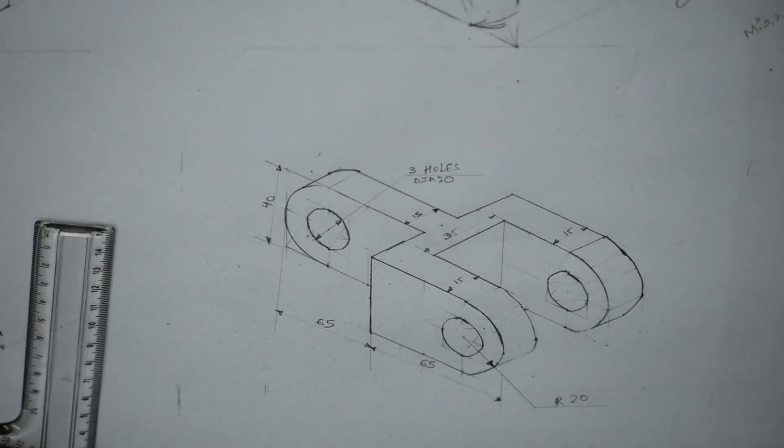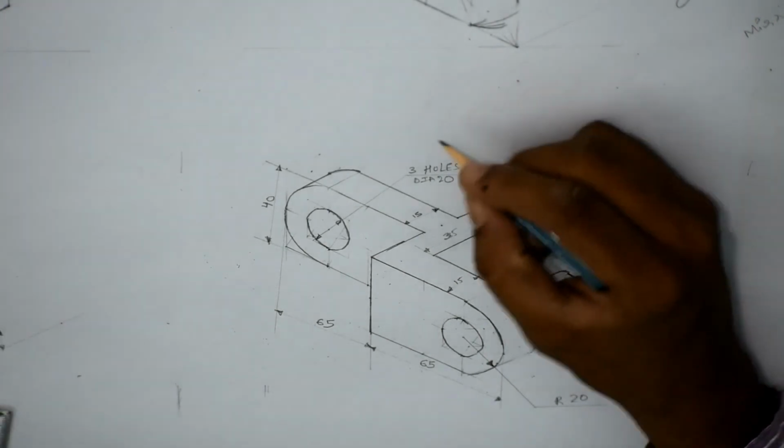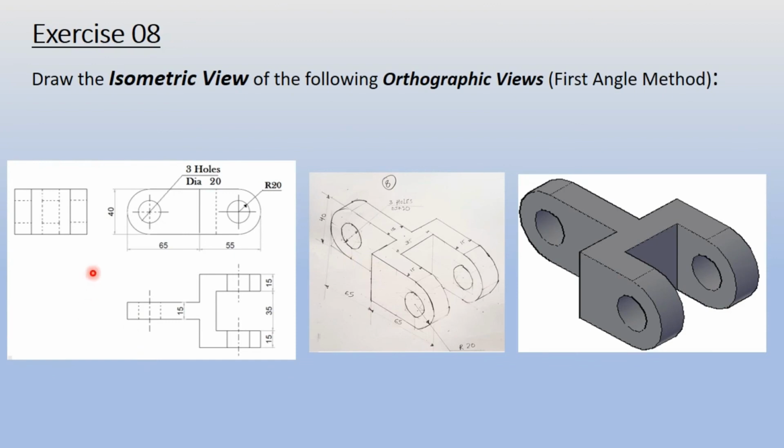Hence our exercise number 8 is completed. So this is the final solution of exercise number 8. This was the question given, and we have drawn this isometric view, and this is its realistic view.